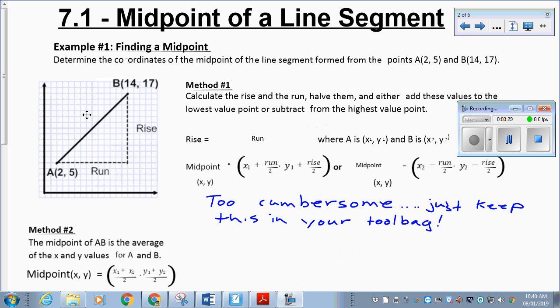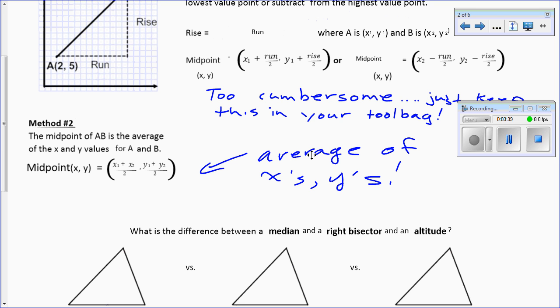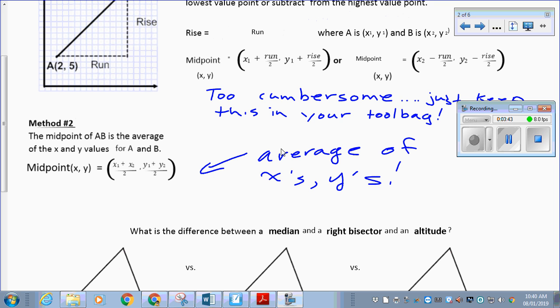Overall, the most commonly used version of the midpoint is basically that you just average the x's and the y's of 2 points A and B. That's all they are. And we'll use this equation to describe it.